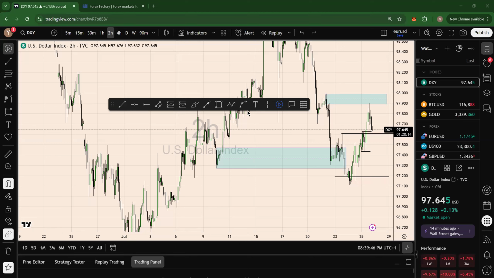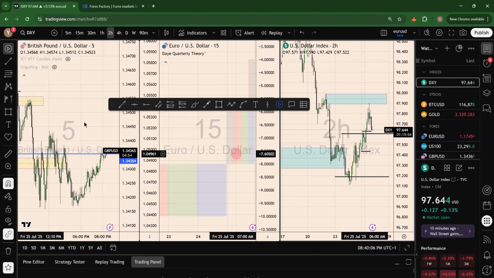So about the indicators, I use LuxAlgo Sessions. Sometimes I just turn it on and then turn it off again, just to show me where the low of the Asian session is, where the high of the Asian session is, the London session, and all that. That's one of them.